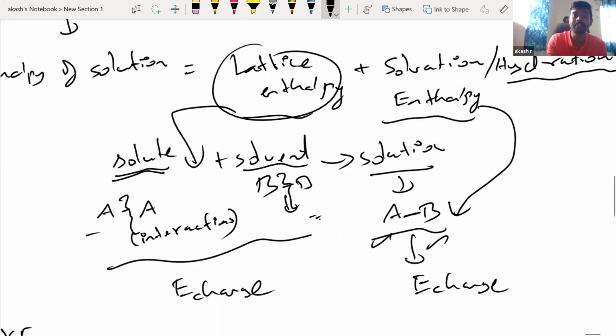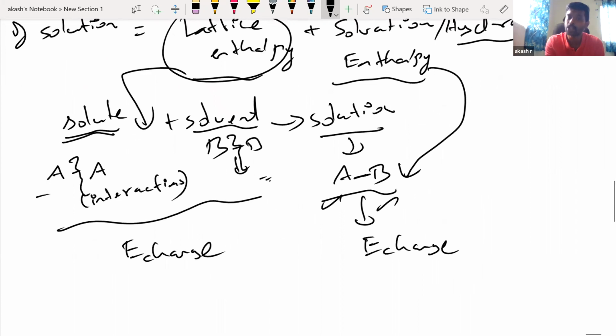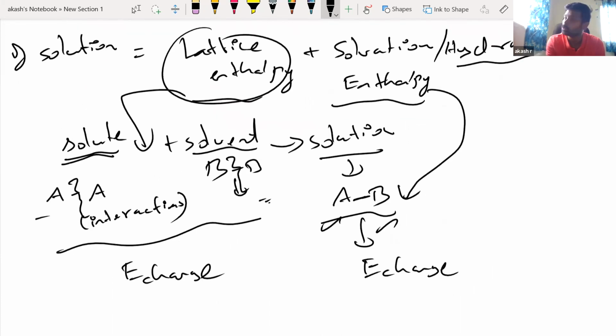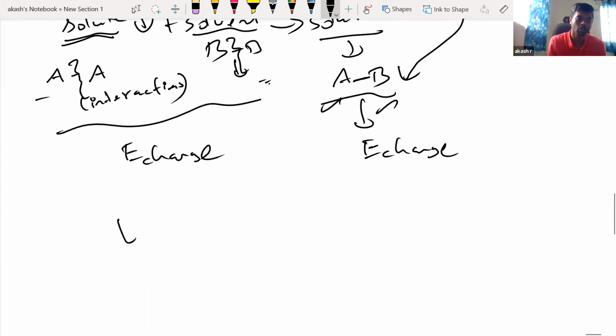Let us now define the exact terms. What do you mean by lattice enthalpy? What do you mean by solvation or hydration enthalpy? Right now, we will not use the term solvation. We'll use only hydration, because that is what is going to be there for all the cases which you're going to see. So now we'll try to define what is lattice enthalpy.